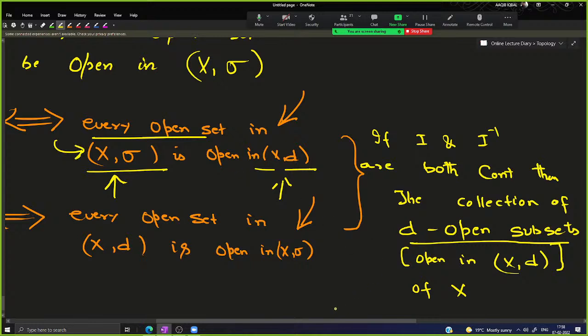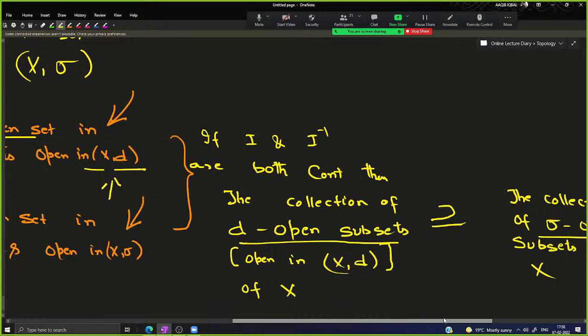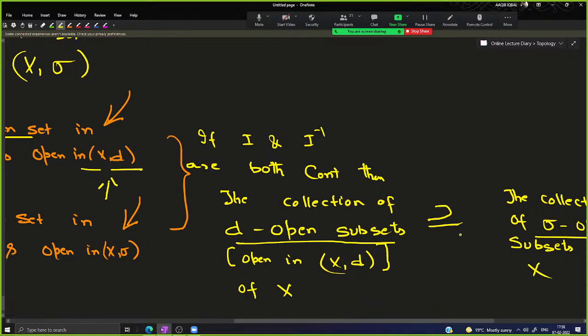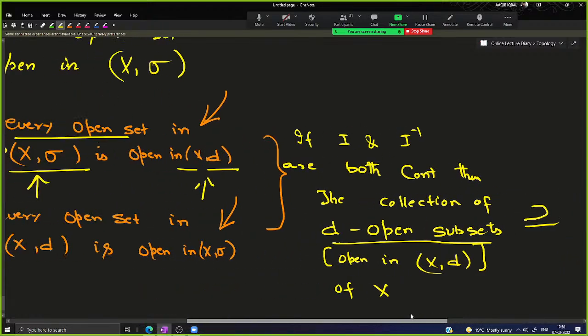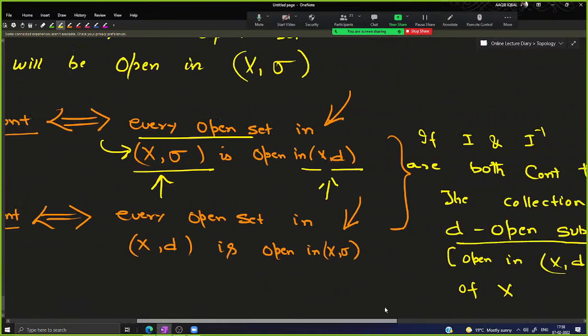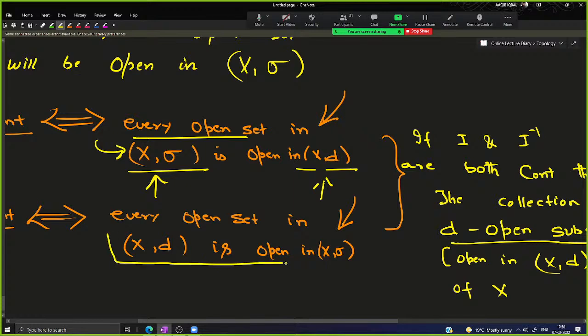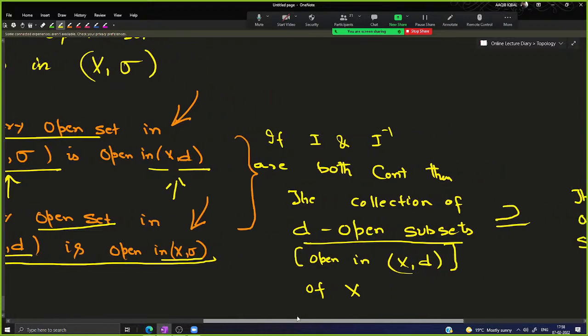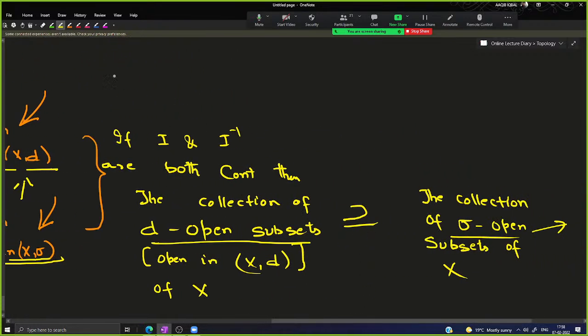ठीक? Every sigma open is D open means D open sets की collection बड़ी collection है. So वही मैं यहाँ लिख रहा हूँ. The collection of D open subsets, it contains the collection of sigma open subsets. अब यहाँ आप continuity of I inverse भी assume कर रहे हैं और उसकी implication ये है. अब अगर आप इसको interpret करेंगे in terms of this inclusion, यहाँ आप कह रहे हैं कि every open set in XD, so that means every D open is sigma open. That means this collection of D open sets is also contained in the collection of sigma open subsets.